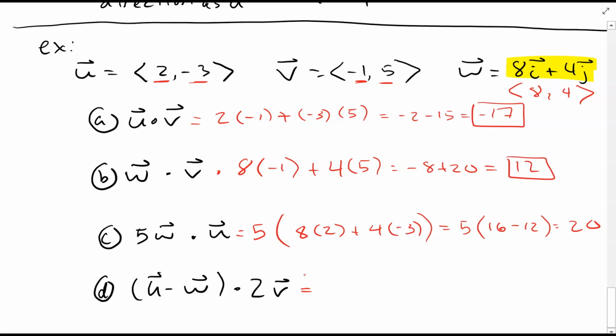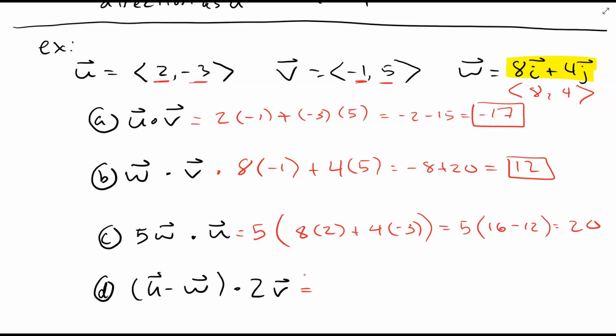So the last problem here, we have a difference of two vectors, a dot product, and a scalar multiplication going on all at the same time. So what order should I do things in? There's one thing I must do first, and that's the part in the parentheses. I can clear those parentheses by doing one of two things. I could subtract the two vectors, or I could distribute the dot product across.